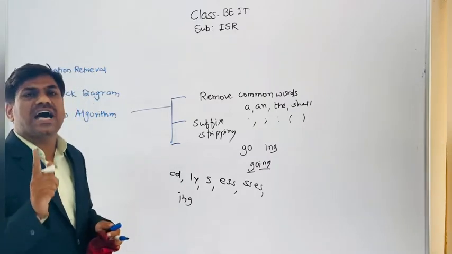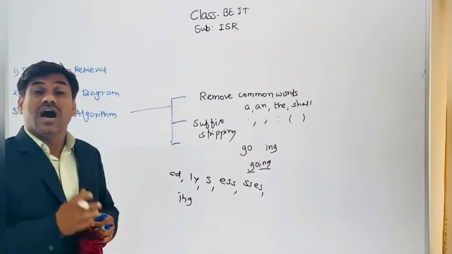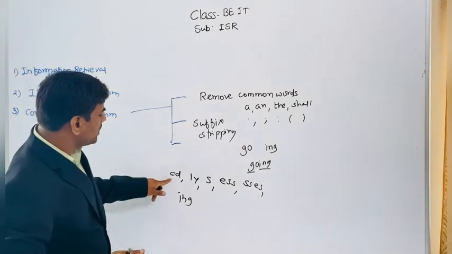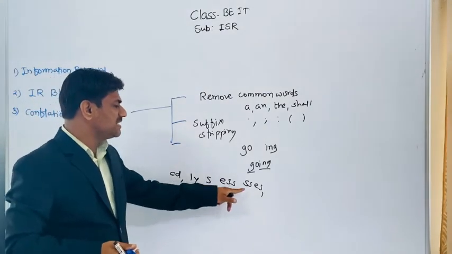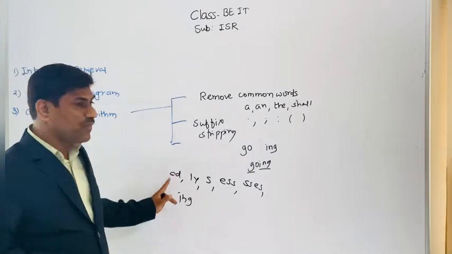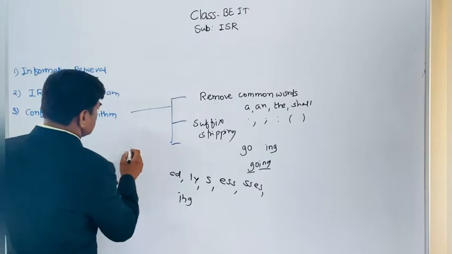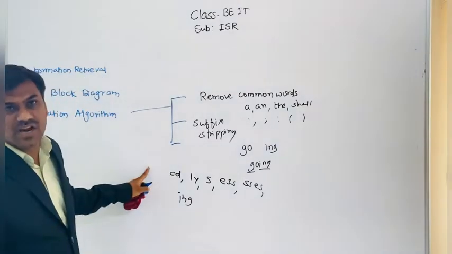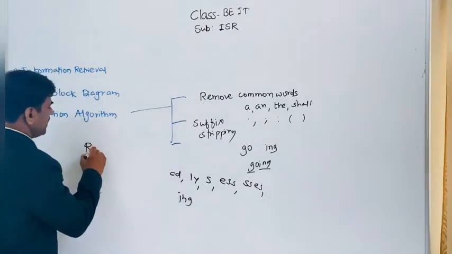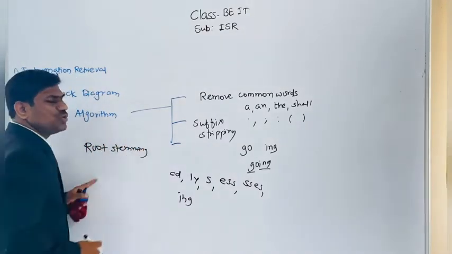These suffixes do not play any important role in searching. We always need a main word for searching. So by removing suffixes like ed, ly, s, ews, ss, ing, we have to find the main word. And the final step in the conflation algorithm is root stemming. So I will write here, root stemming. What is root stemming?